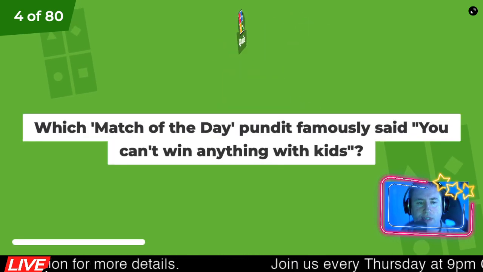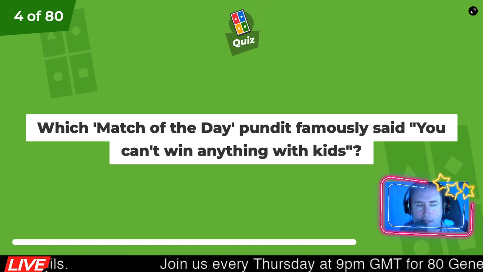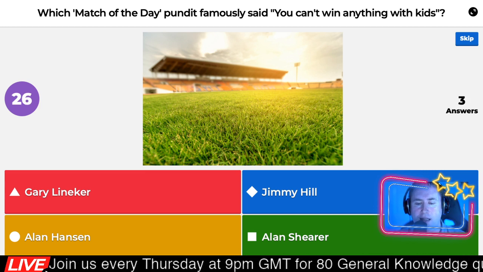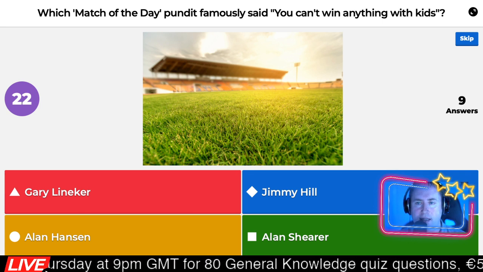Which Match of the Day pundit famously said, you can't win anything with kids? Was it Gary Lineker, Jimmy Hill, Alan Hansen, or Alan Shearer?